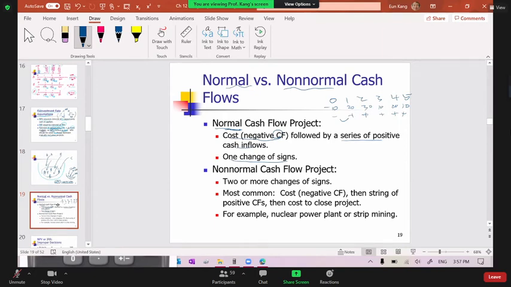Then that's normal. Or this one is also normal, one sign change. 1, 2, 3, 4, 5. You may have to invest for 2 years, minus 10, minus 10. And then 30, 40, 50, 40, something like that. Negative, negative, then positive, positive, positive, positive. Then only one sign change. That's normal. But non-normal cash flow is 2 or more changes of signs.